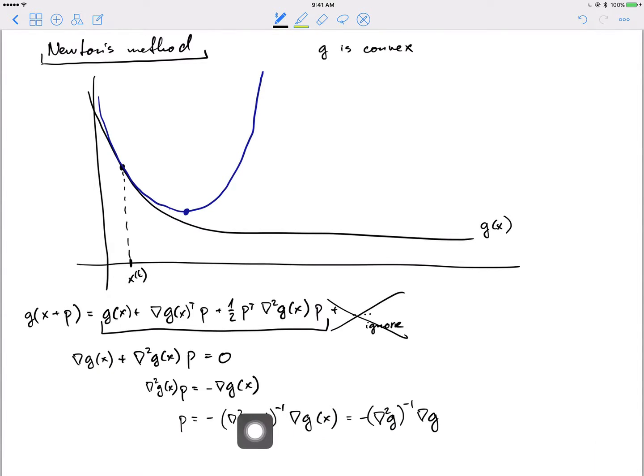Just to make sure we are on the same page regarding the types, this gradient is a column vector. This Hessian is an n by n matrix. This assumes that the matrix is invertible. If g is strongly convex, then it always is invertible. If it's not invertible, then Newton runs into problems, and we'll talk about those later. So let's first assume it's the good case where g is strongly convex, which means that the Hessian is always positive definite, and therefore I can also invert it.